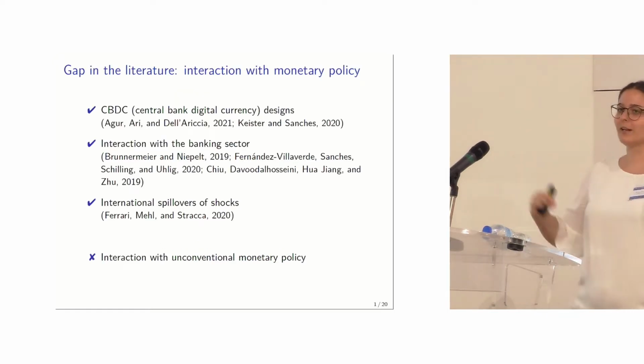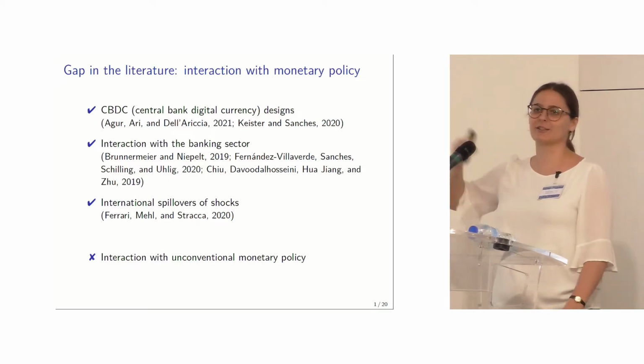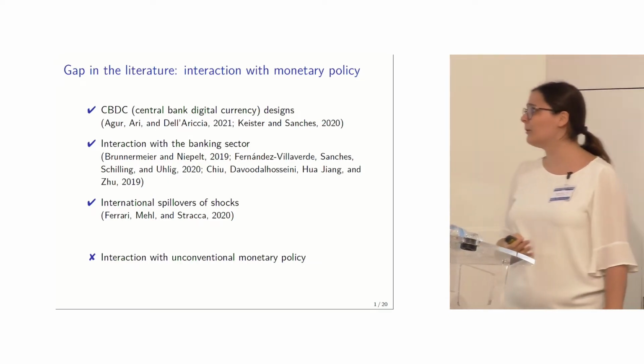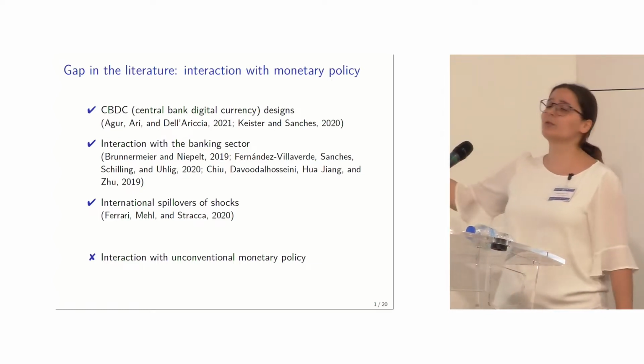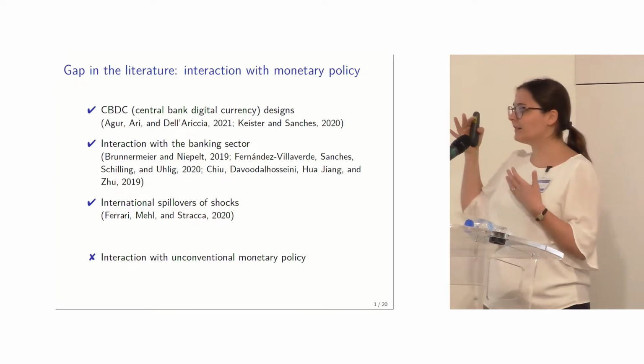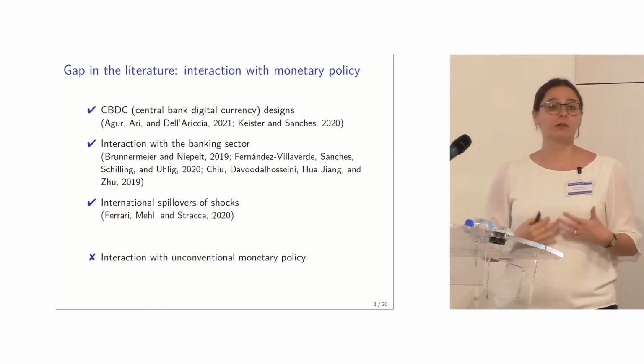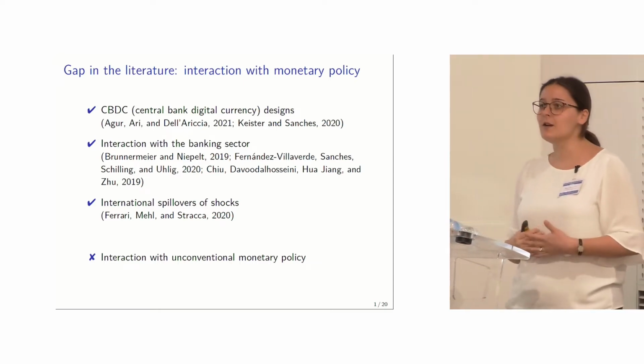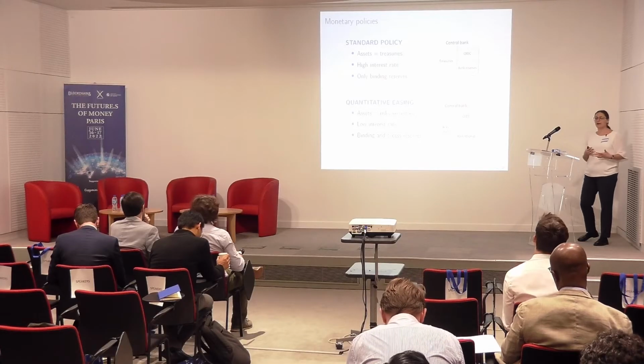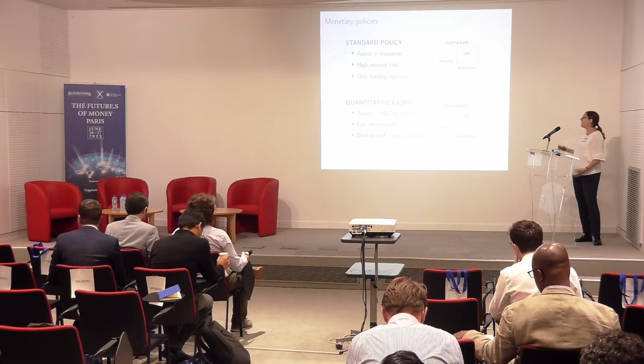We saw today a lot of literature review. This one is not exhaustive, and it's also a bit old. But just to point out, what we are doing here is trying to cover the interaction of central bank digital currency with monetary policy, with a particular focus on unconventional monetary policy. We have a theoretical model, and in our model we distinguish between two monetary policies. What we call standard policy tries to model what we had before the 2008 financial crisis, and then we have what we call quantitative easing. Especially today, I'm going to focus on quantitative easing.